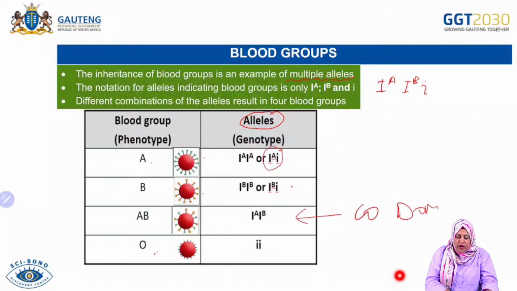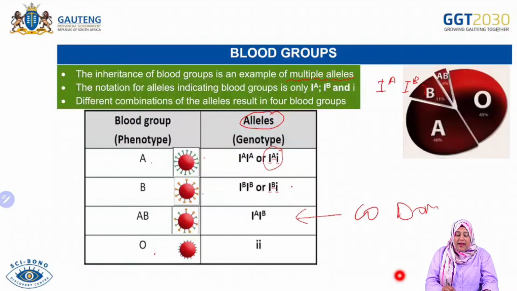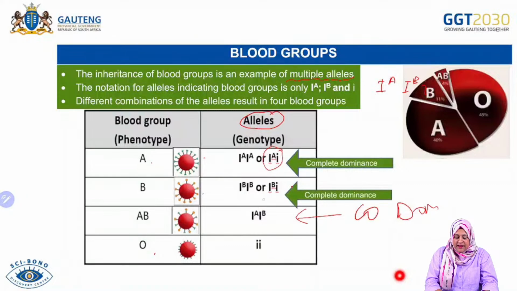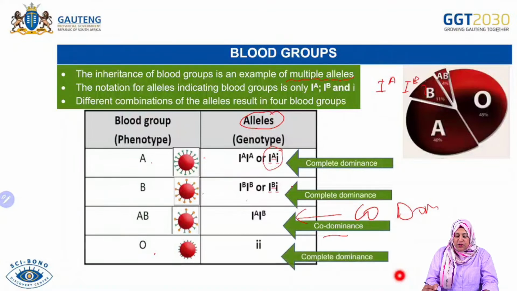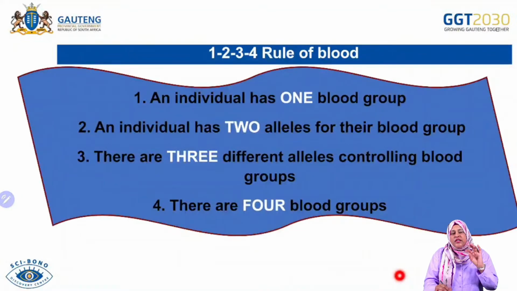In your blood group O, there are no antigens, right? And the majority of us are blood group O. That's completely dominant. This is completely dominant. But when you come to A and B, we come to co-dominance, and then we have complete dominance again. So you need to learn the 1, 2, 3, 4 rule of blood.